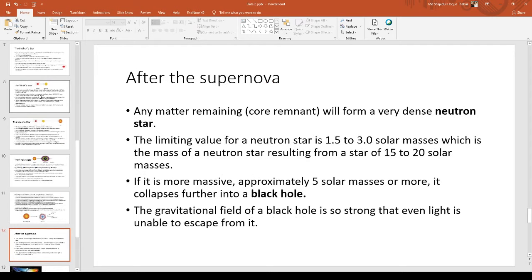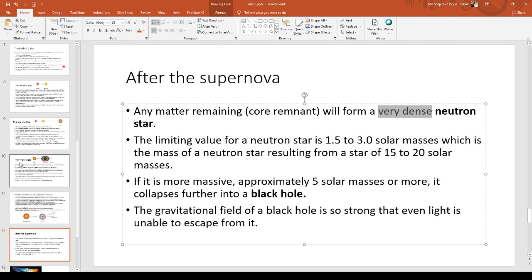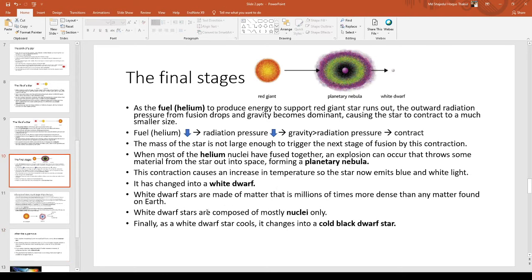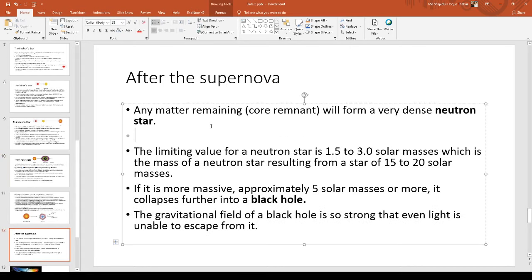like I said, any matter remaining will form a very dense neutron star, right? Okay. Now, why is the neutron star very dense? Do you remember why the white dwarf was very dense? Well, the white dwarf was very dense because it was composed of mostly nuclei, right? Well, the neutron star is composed mostly of just neutrons.